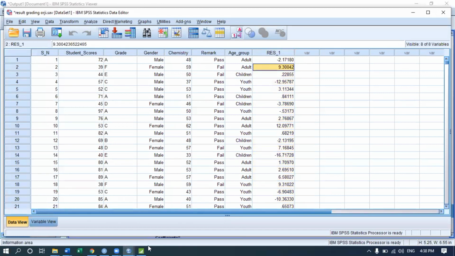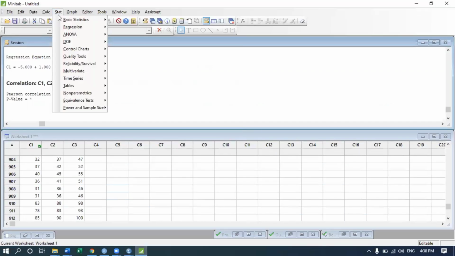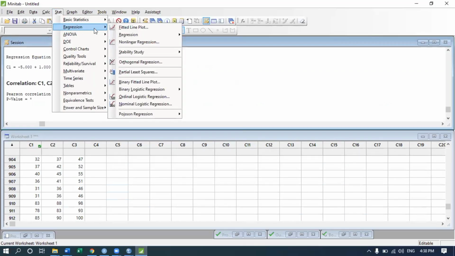Now, what we are going to use to test for autocorrelation is Durbin-Watson. Don't bother yourself cramming the formula. We are not teaching the formula here.